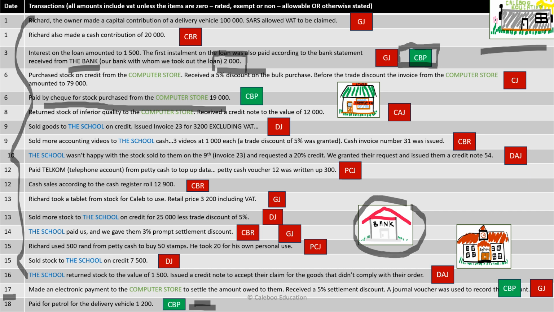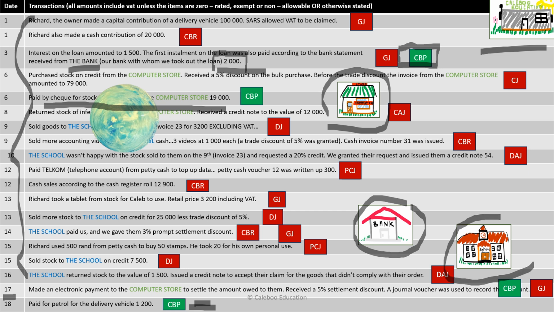They're just logos of the people, the stakeholders of Calibu Education. We have the bank, those people that have an interest in Calibu Education. We got the computer store, and we got a client, the school. Those are the role players in most of my exercises. So let's move on.